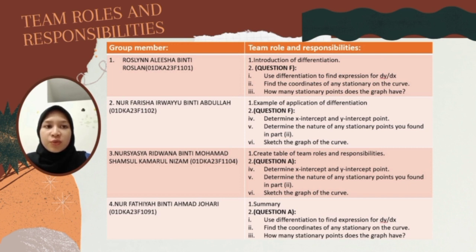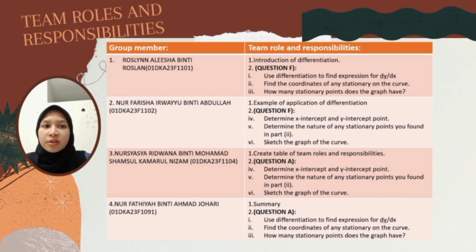Use differentiation to find the expression for dy over dx. Second, find the coordinates of any stationary points on the curve. Third, how many stationary points does the graph have? Second, Farisha. She will do an example of application of differentiation, and she will also answer question F.